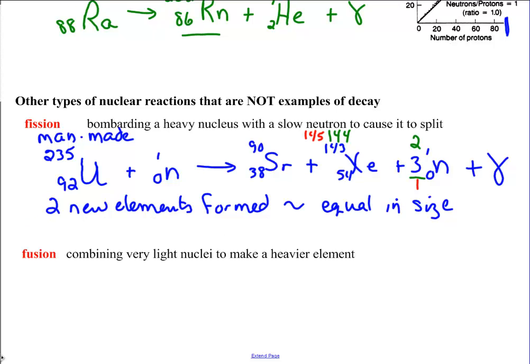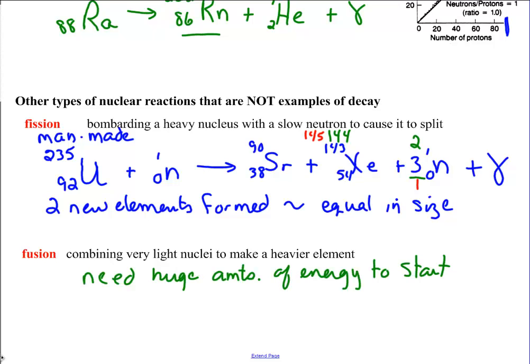The other type of nuclear reaction is fusion, and people have been trying to get fusion reactions to go for many years. The advantage of fusion is you get lots of energy and you do not get any radioactive particles being created. So you create stable isotopes, not radioactive isotopes. The problem is you need huge amounts of energy to get it going. Another way of saying it is you need a really, really big activation energy.